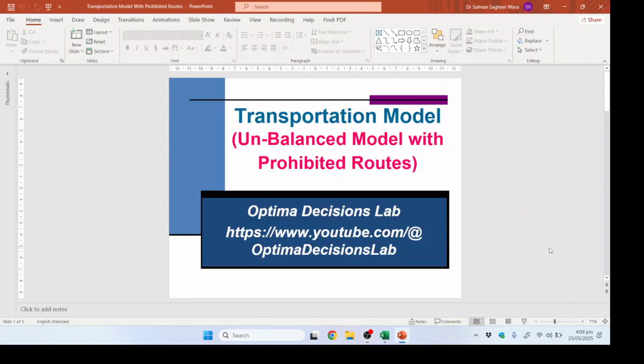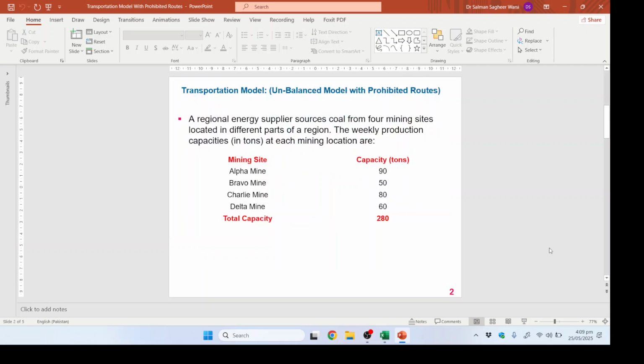In this video, we are going to discuss a transportation model, and more specifically, this transportation model will be unbalanced and it will be having some prohibited routes. So it's about a mining company that has four mining sites which are located in different parts of a region.